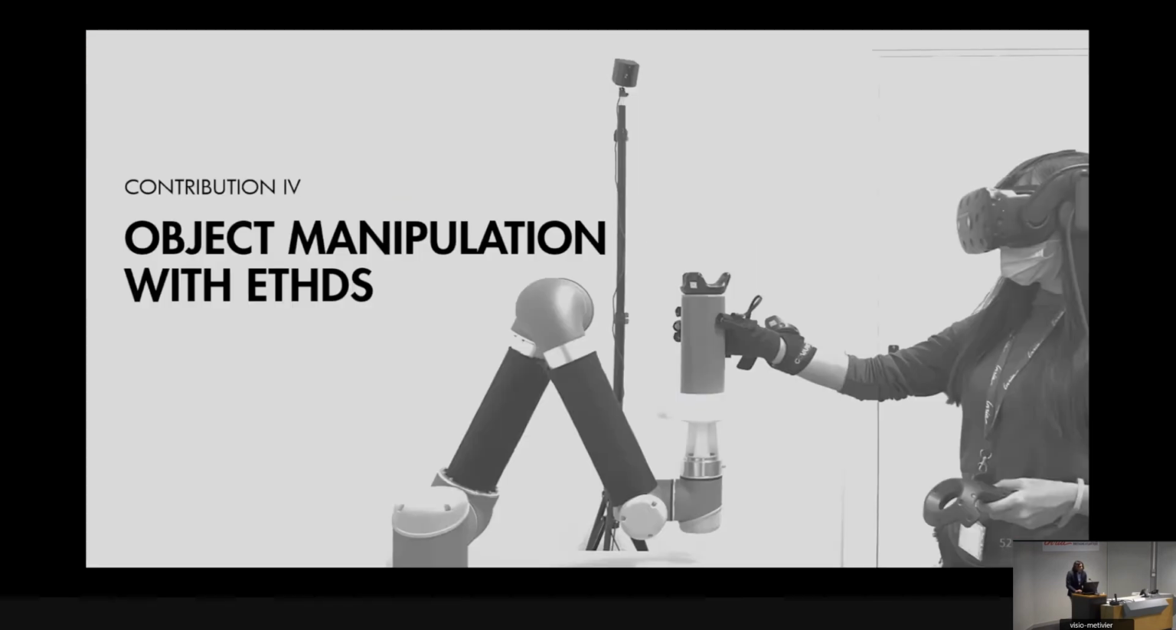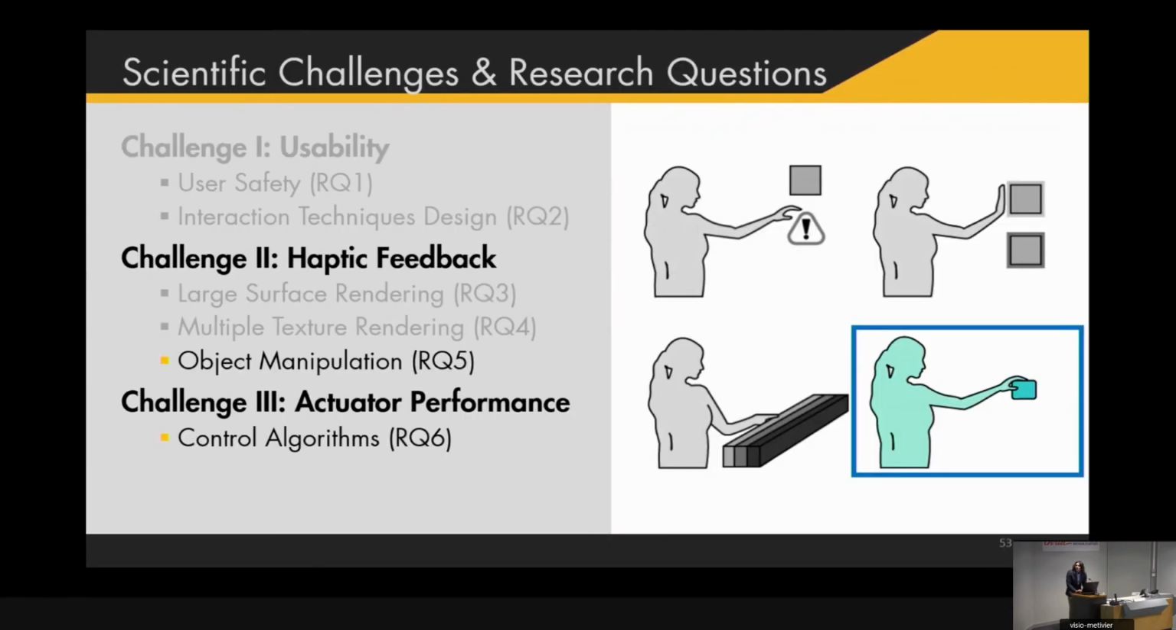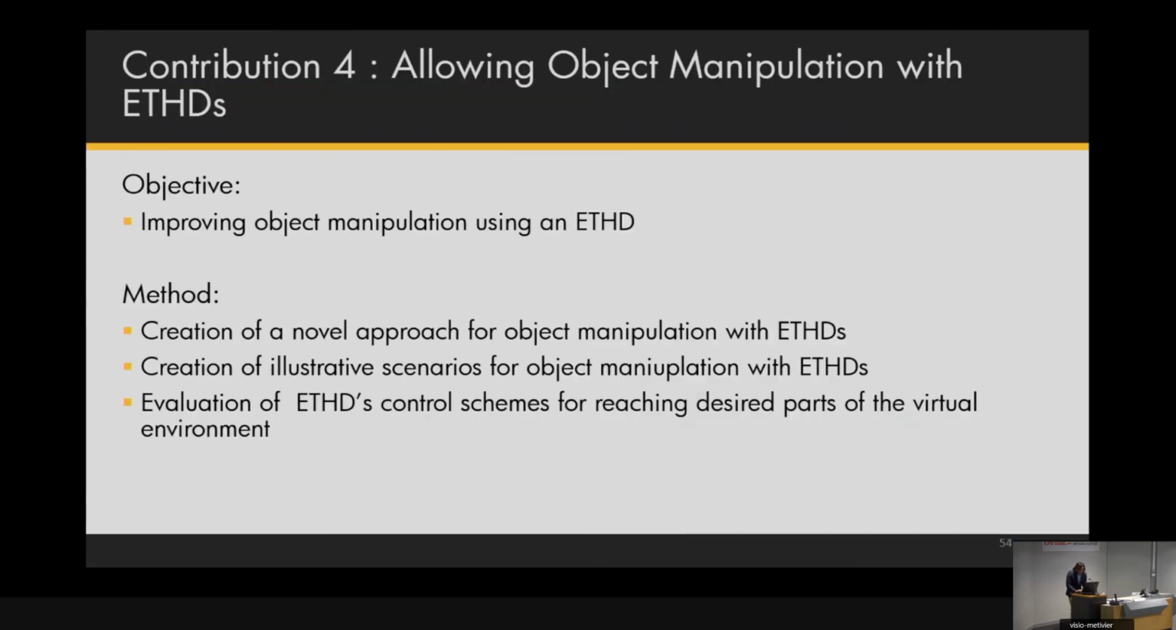And now let's move to our final contribution, which is focused on object manipulation with ETSDs. This contribution addresses object manipulation and control algorithm design. And the objective of this contribution was to improve object manipulation using ETSDs. For this, we created a novel approach for object manipulation, illustrative scenarios that depict the key features of this novel approach, and evaluation of the control scheme that could be used for optimizing this approach.